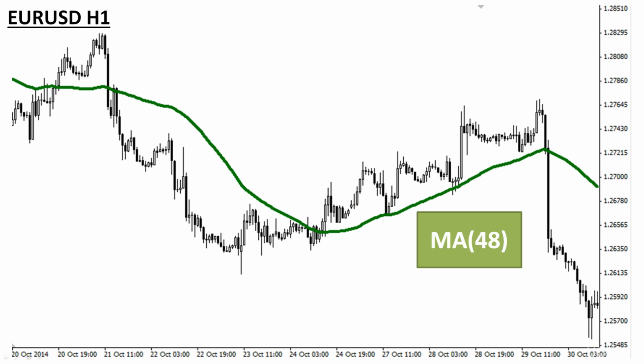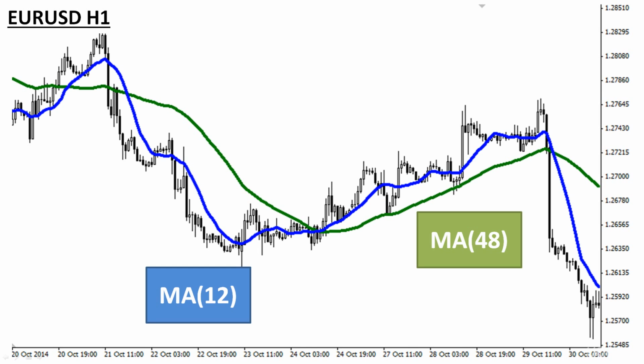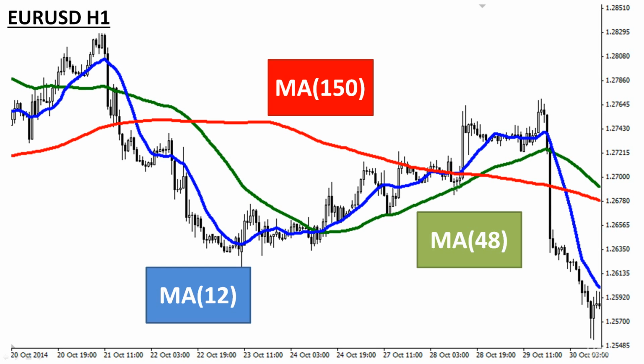And finally, the last remark I wanted to make in this tutorial was that the period of the moving average is very important. Let's have a look at the chart again. So this is the moving average with a period of 48. If you plot the moving average with a period of 12, that's how it will look like. And if you plot a moving average with a period of 150, that's how it will look like.